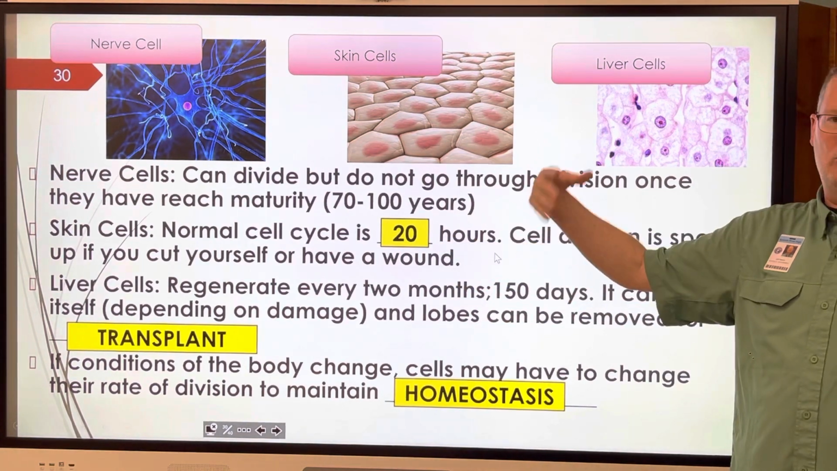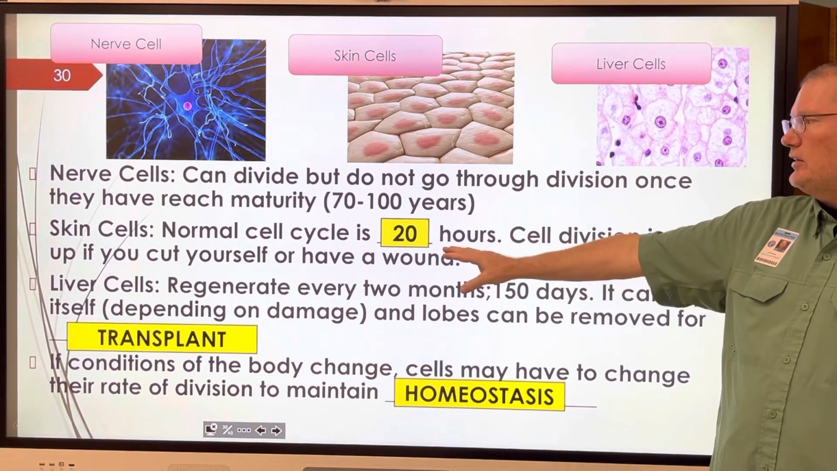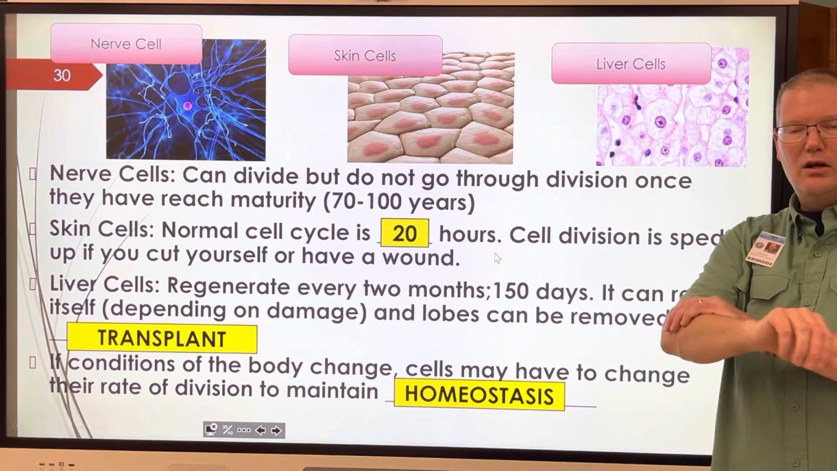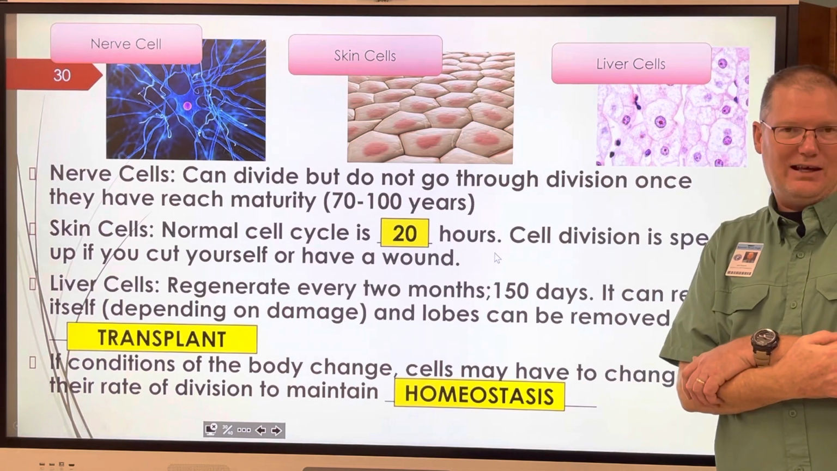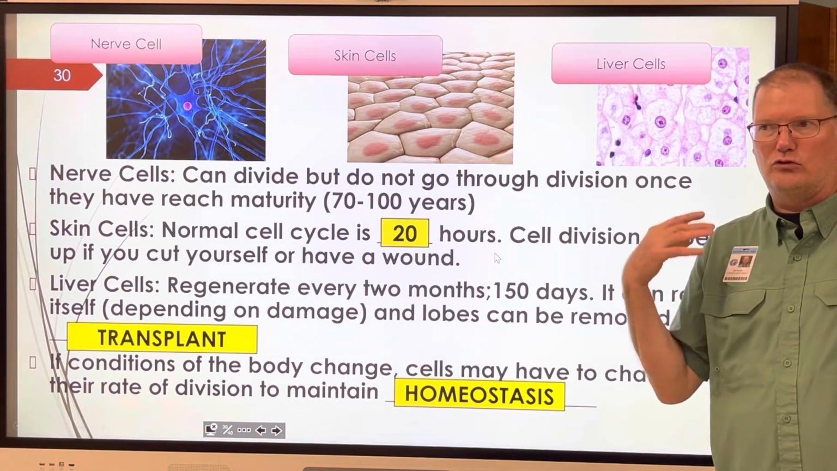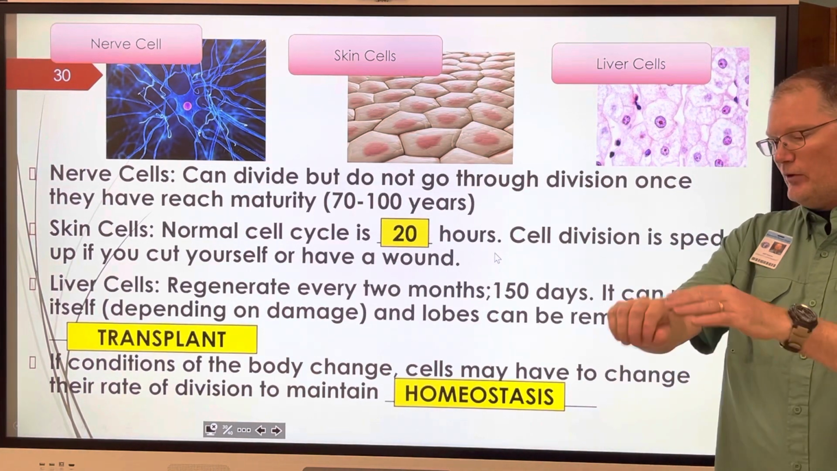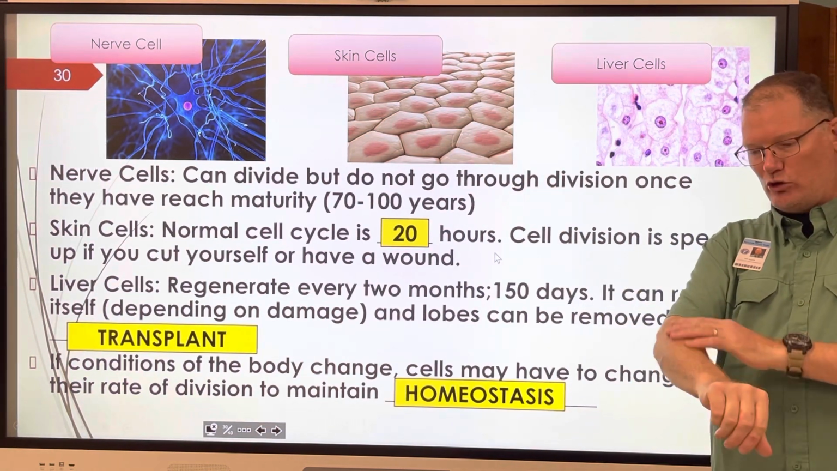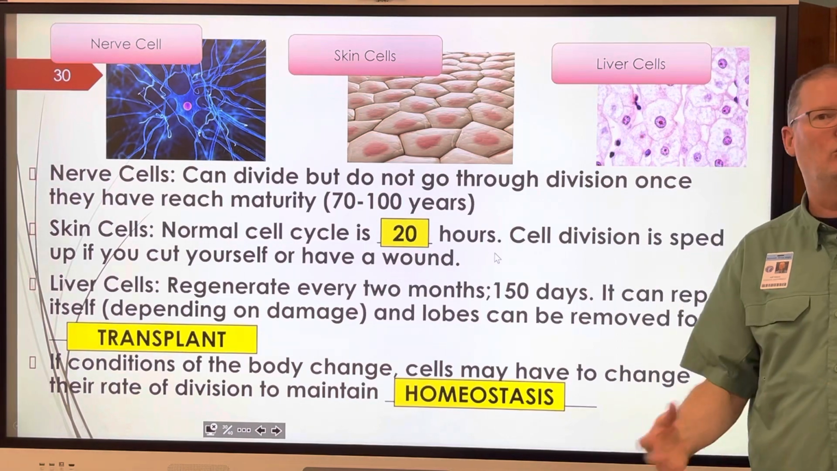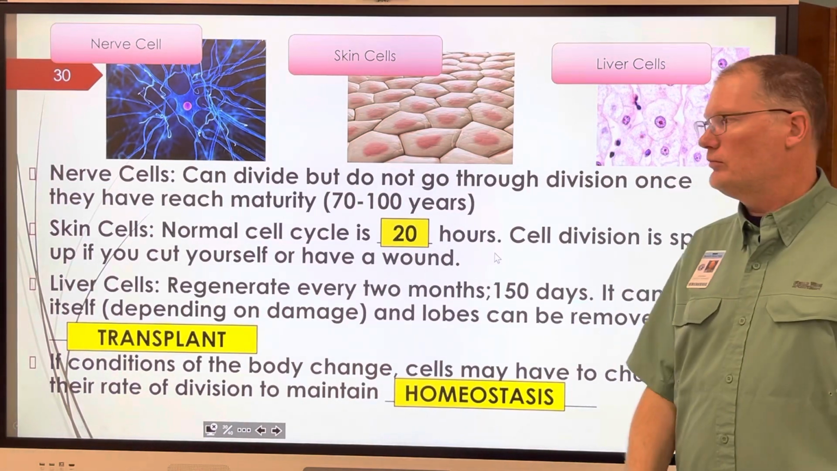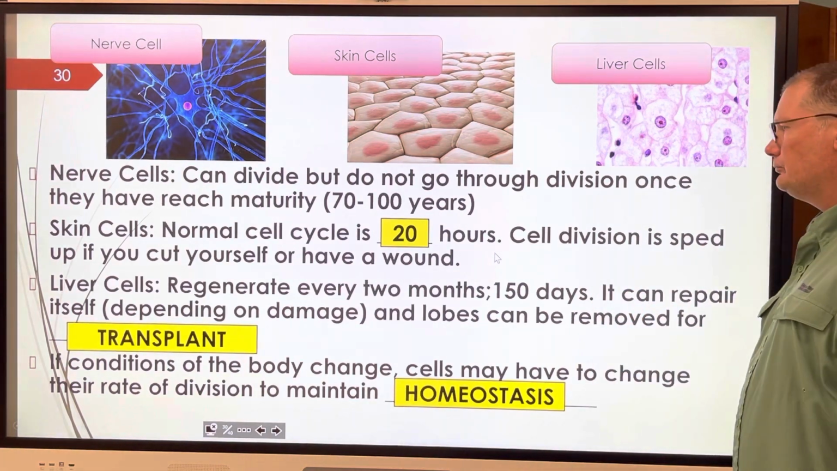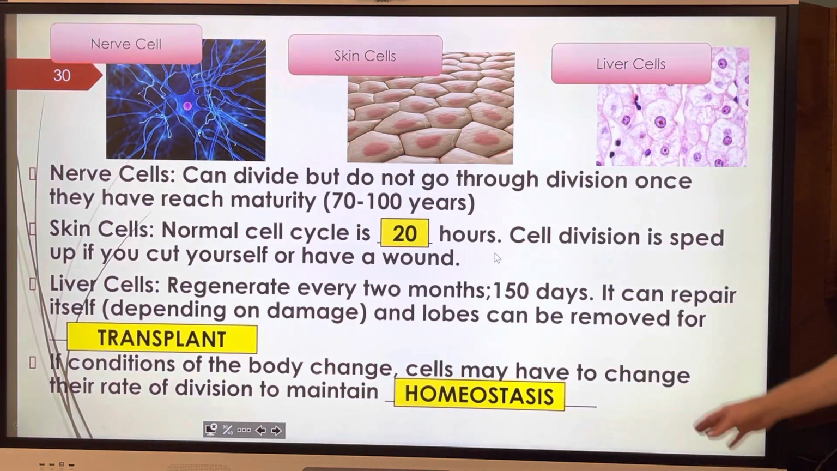Skin cells replicate every 20 hours. That's why you're constantly sloughing off dry skin from your body and your hair. If you looked in a beam of light, like sunlight through a window, you'd see a bunch of skin fall off. That's normal. Little flakes, almost like dandruff from your arm or whatever. Liver cells divide about every 2 months, 150 days.